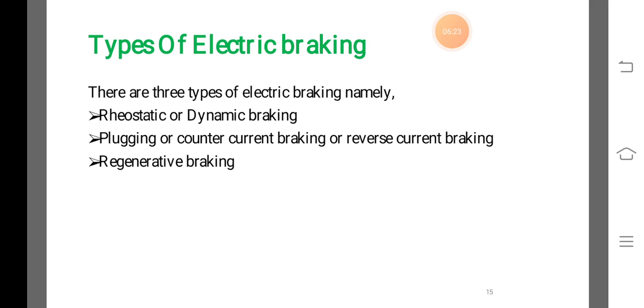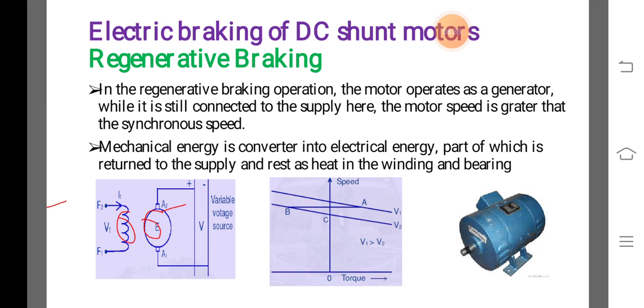Electric braking has some classifications: rheostatic or dynamic braking, plugging or reverse current or counter current braking, and regenerative braking. It may be noted that electric braking cannot hold the motor stationary, and mechanical braking is necessary. However, the main advantage of using electric braking is that it reduces the wear and tear of mechanical brakes and cuts down the stopping time considerably due to high braking retardation.